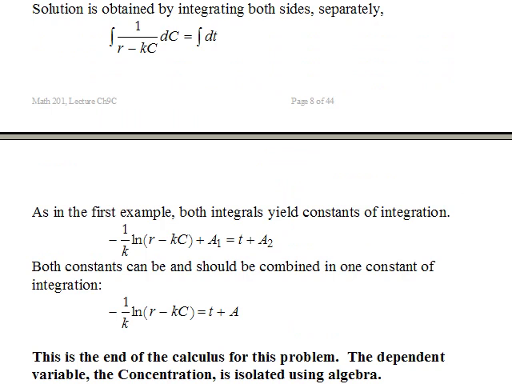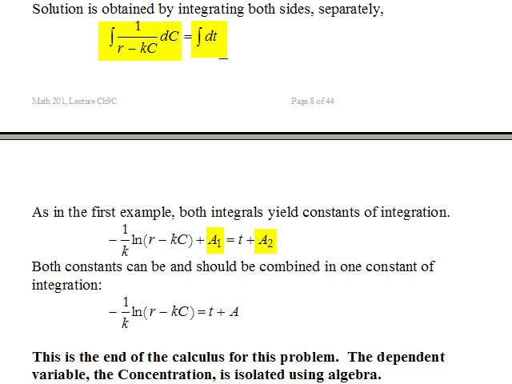Here I'm showing both pages together. So we have rearranged, and now we're going to take the indefinite integral of the left-hand side, the indefinite integral of the right-hand side. If I take the integral of 1 over R minus Kc, I get minus 1 over K times the natural log of R minus Kc plus some constant of integration, which I'm going to call A1. On the other side, I get t plus a constant of integration A2. I'm doing all the steps here since this is only the second time you've seen this solution.